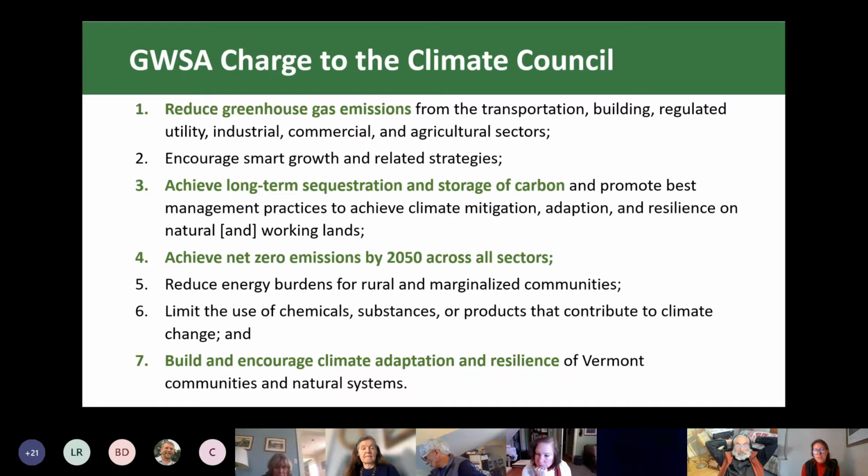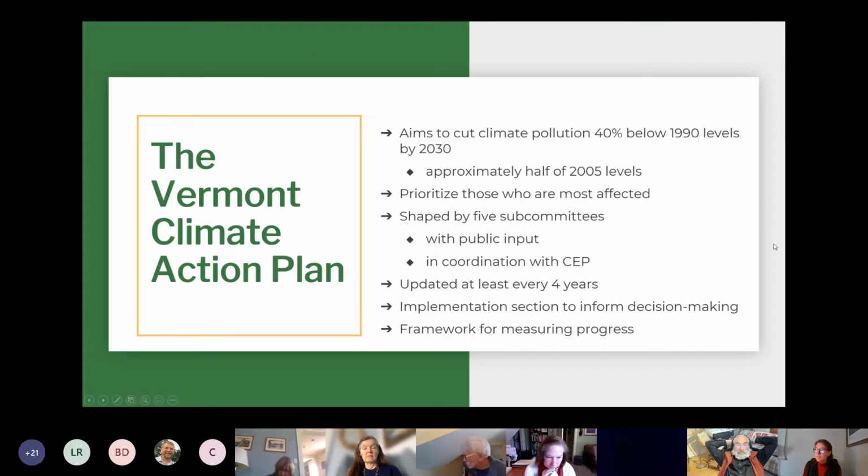The act established the Vermont Climate Council, which is a 23-member body made up of both legislative appointments and administration officials, and charged the council with writing and finalizing a climate action plan by December 1st, 2021. I'm not going to read through all of these on the slide, but these are requirements that the Global Warming Solutions Act charged to the Climate Council, outlined in the law itself. And all of these are components that are included in the Climate Action Plan that was finalized on December 1st.